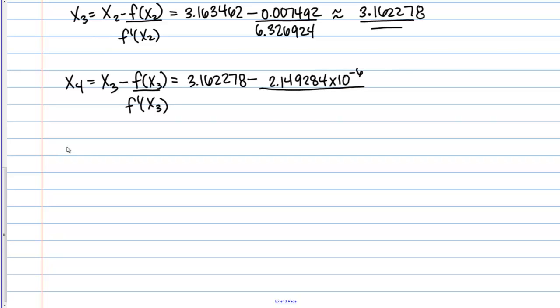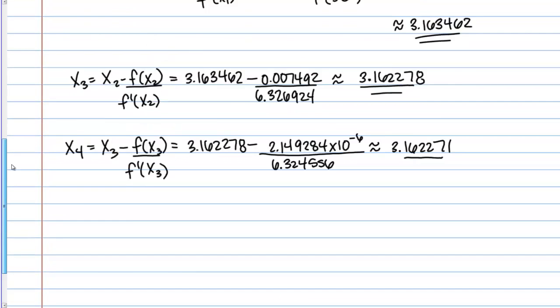And then if I take that 3.162278 and plug it into the derivative, which is 2x, I get twice it, so 6.324556. And if you work that out, what you're going to get is 3.162271, approximately, right? I'm cutting all these off and rounding, but okay, so take a look. So above I got 3.162278, and now I've got 3.162271. So I have the 5 decimal points staying the same, right? And that's what I was looking for.